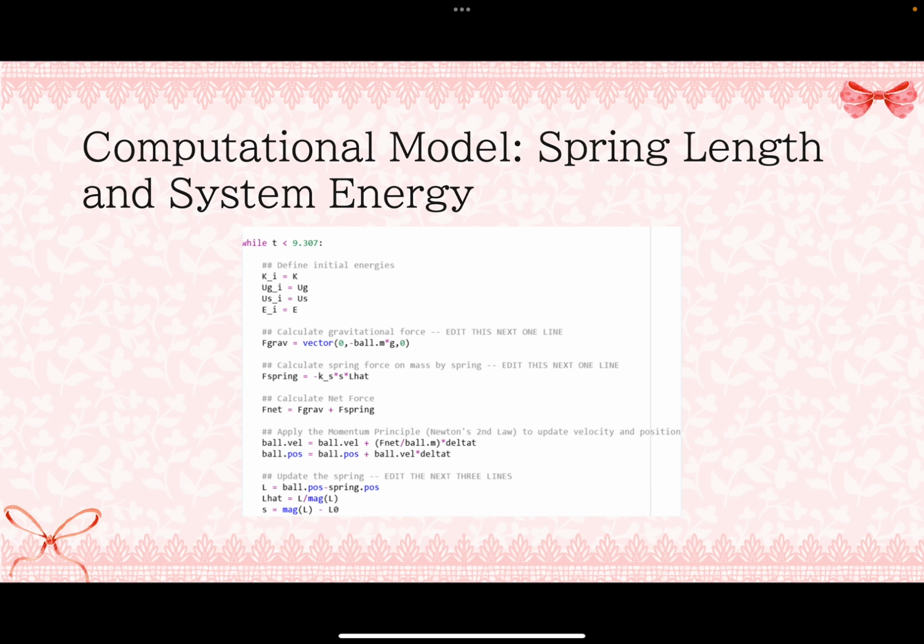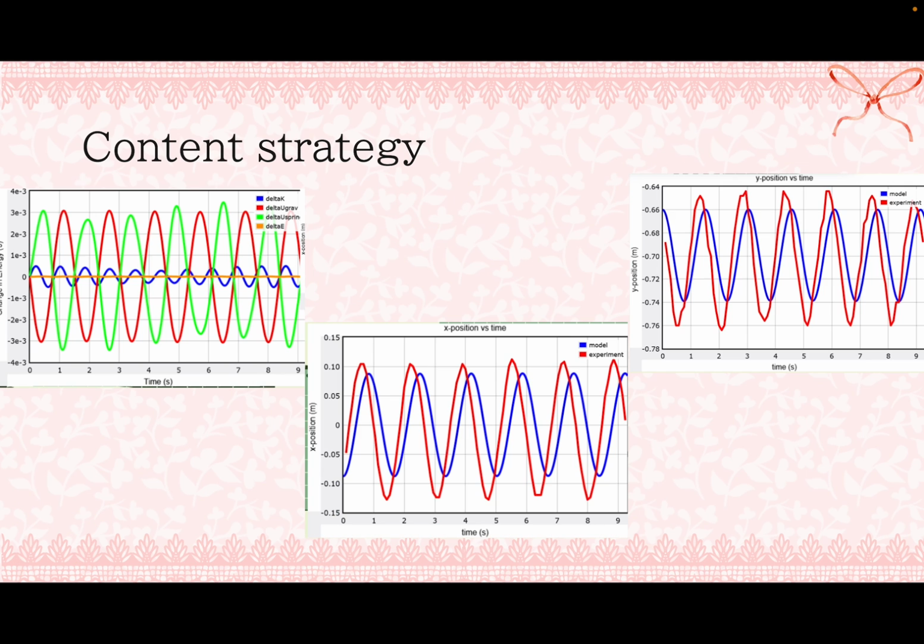So finally, the spring length and system energy: the gravitational force is negative mass times gravity in the y direction. The spring force on the mass is equal to the spring constant times S times L hat, and the net force is the spring force plus the gravitational force. To calculate the energy changes, the kinetic, gravitational potential, and spring potential energies use the same formulas as below. To get the change in each one, you just subtract the initial from the final. And then finally, to get the change in energy, you subtract the initial energy from the final.